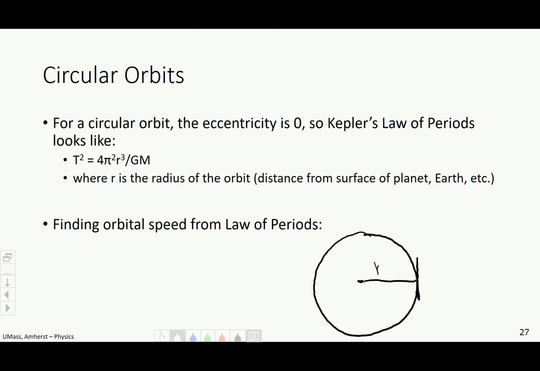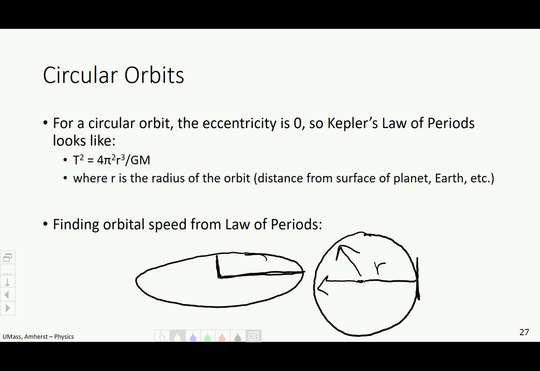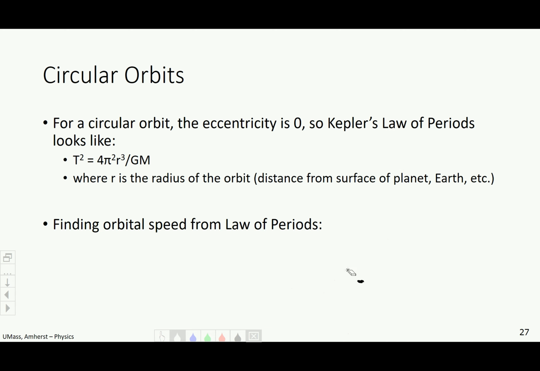So in this case, it's just the radius because it doesn't matter. There is no difference. For an ellipse, there's a difference between this distance and this distance, but not so in a circle. So instead of A, we can put in r cubed. That's the radius of that circle. The radius of the orbit, so the distance from the center of the planet or the Earth or whatever, if we're talking about a satellite. We can find the speed from the law of periods, right? We can find the speed that an object has.